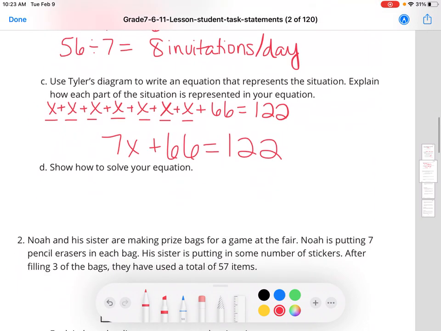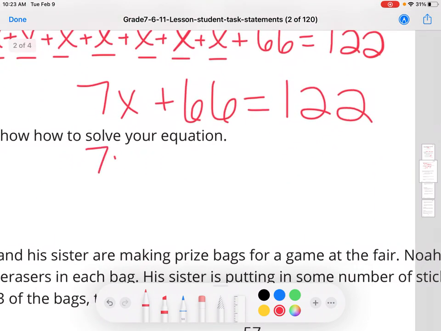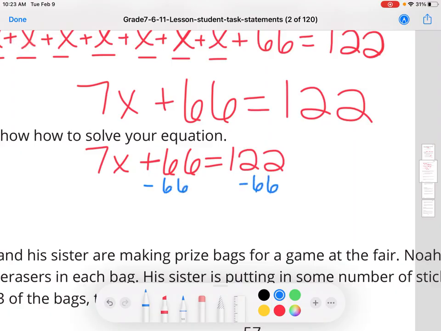D says show how to solve your equation. So if I have my equation, and then I want to solve it. So remember, when I solve equations, I use inverse operations, and then I follow my order of operations backwards. So I have multiplication and then addition. Following my order of operations, I would want to solve the multiplication first and then the addition. But since I'm solving for an unknown in my equation, I want to work backwards. So first I want to do the addition, but I have to use the inverse. So I want to subtract 66 from both sides.